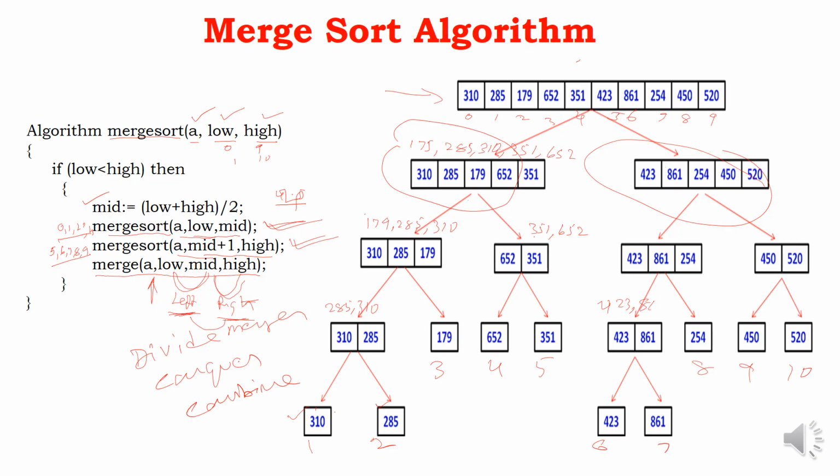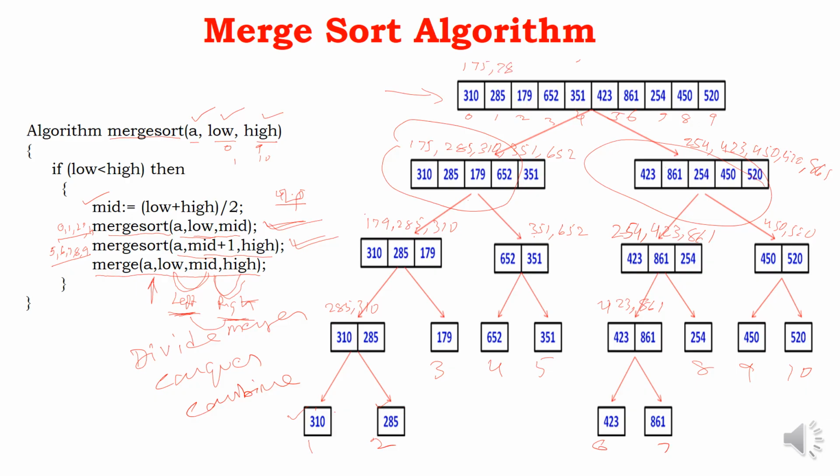4, 6, 423, 861. Of course, they are already sorted. Then on this side, 254, 423, 861. Here it is 450, 520. These two are merged together to form 254, 423, 450, 520, 861. Now this side there is a sorted array, and this side there is a sorted array.